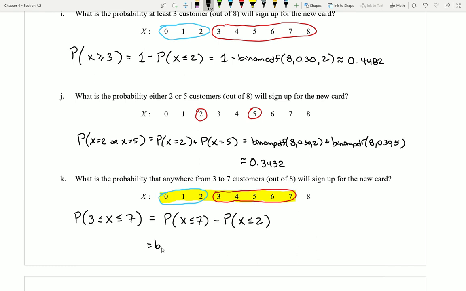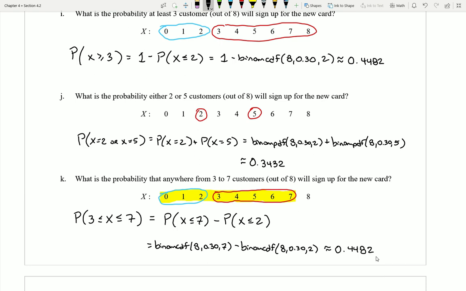Of course, then I could calculate this by doing a binom CDF with 8, 0.3, and 7, and then subtract a binom CDF with 8, 0.3, and 2. And if I go ahead and I type all this into the calculator and crunch out a final result, I got 0.4482. So that finishes up this particular example.